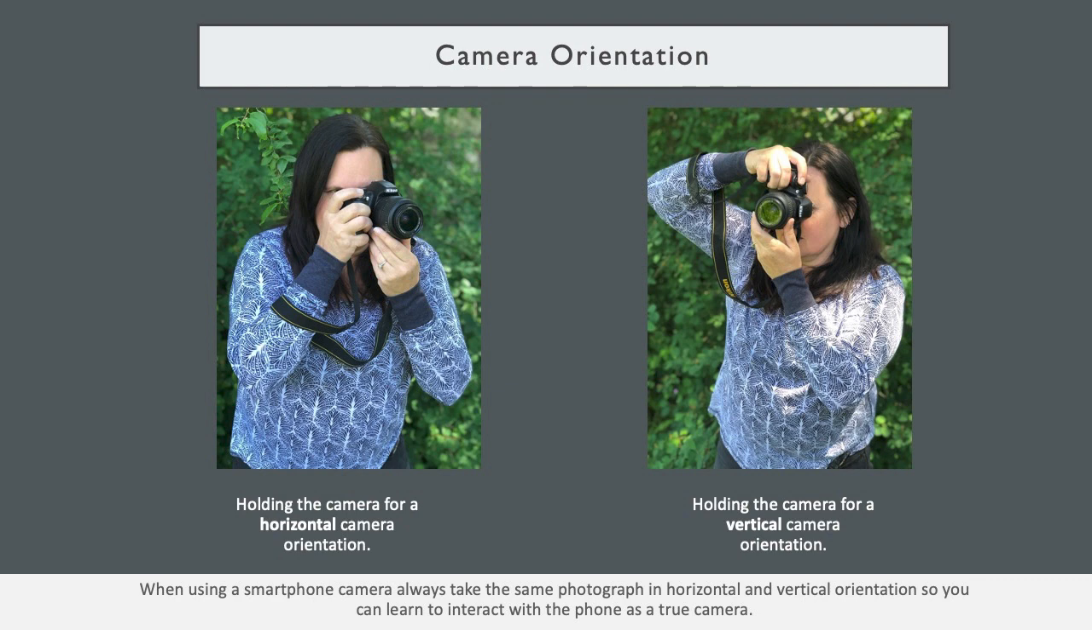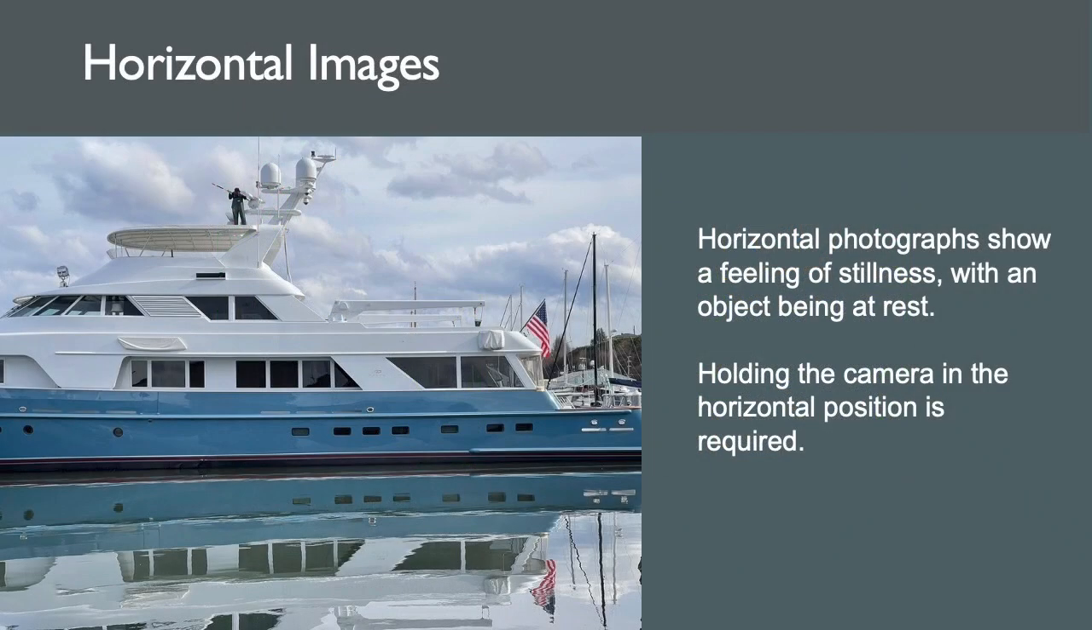For the horizontal image, be sure to hold your camera horizontally. For the vertical, be sure to hold your camera vertically. When using a smartphone camera, get in the habit of taking the same photograph in both horizontal and vertical orientation each time, so you can learn to interact with the phone as a true camera.